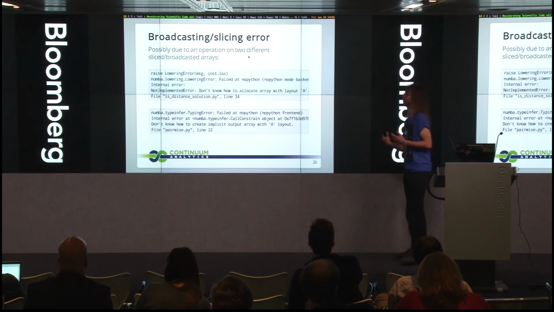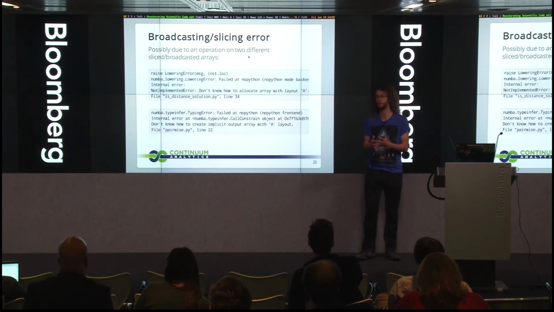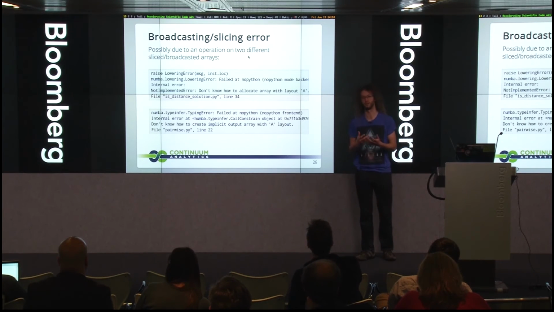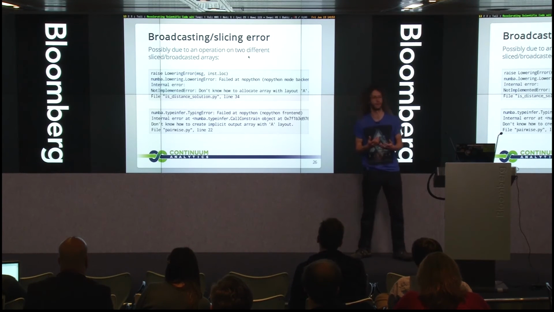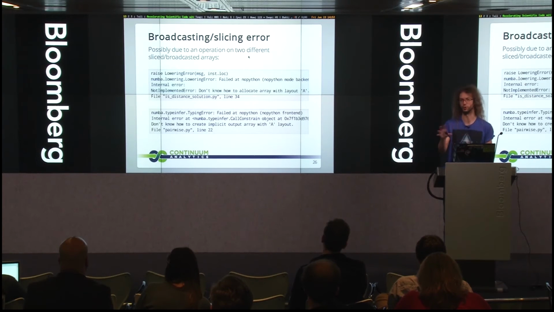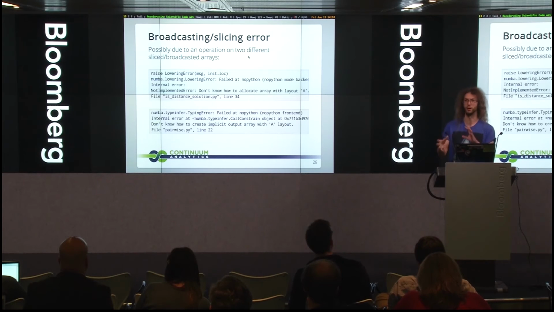This is something that can happen either in lowering or typing. Sometimes this happens when you're doing broadcasting, or perhaps if you've got two different arrays that are sliced differently, or two arrays of different arity. Sometimes Numba will say, I don't know how to allocate an array with layout A. So if this happens, then look around at the broadcasting and slicing operations in your function, because they might be the source of the error.